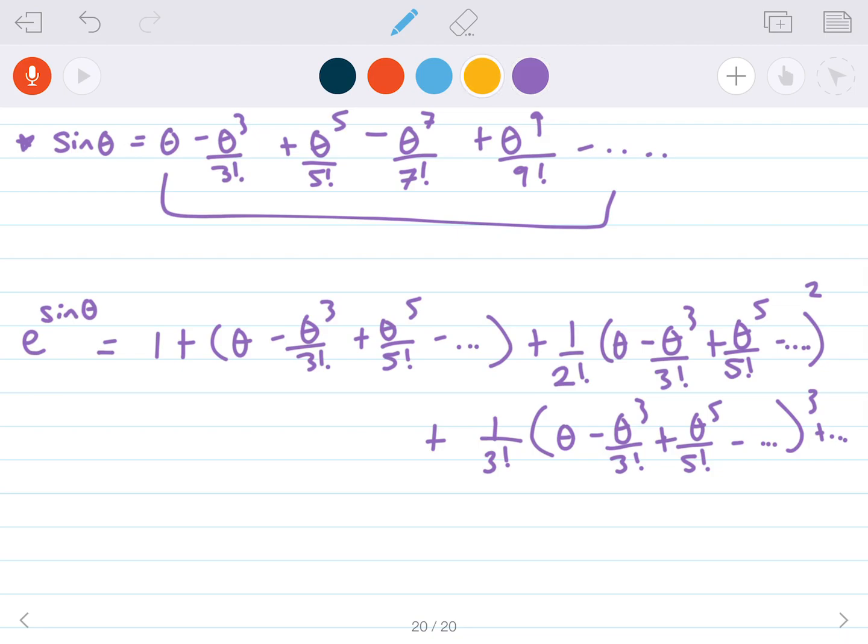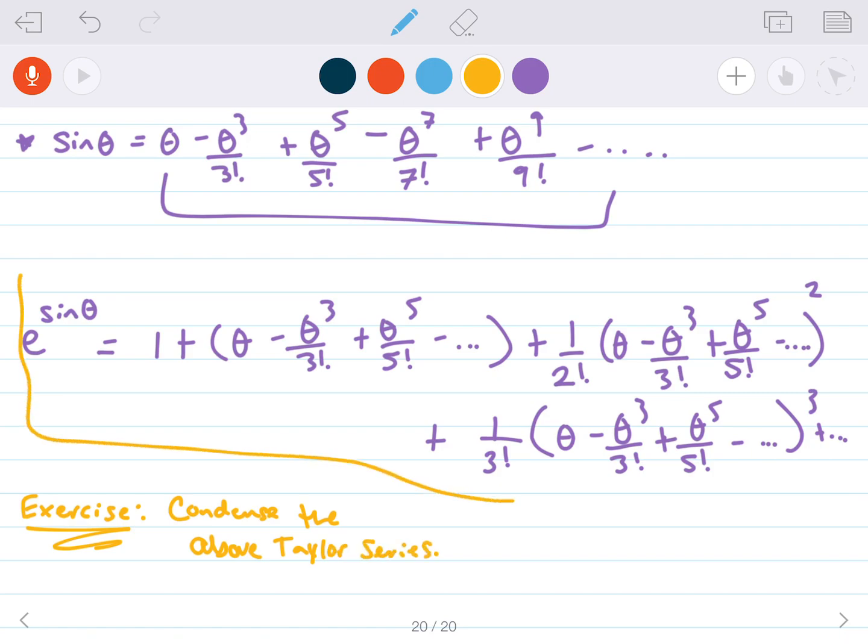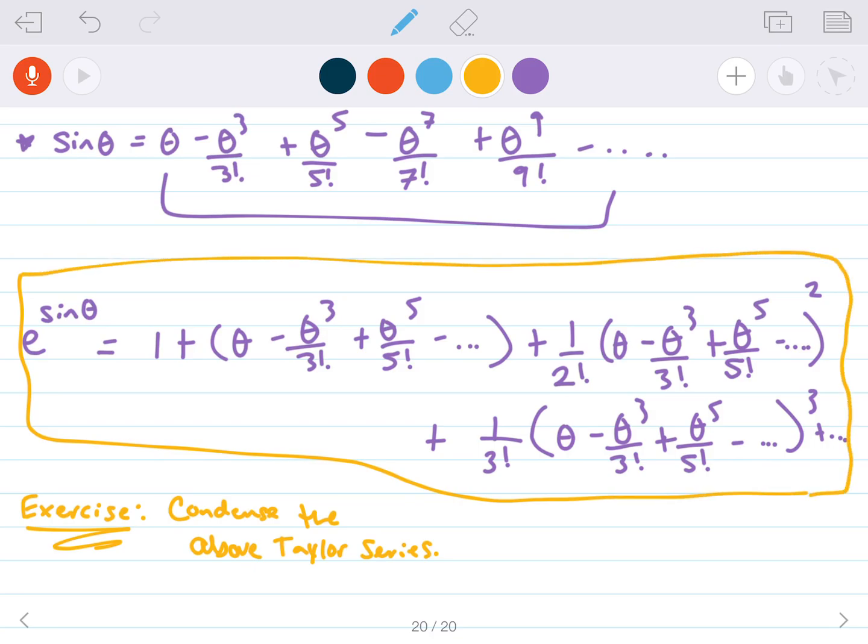So exercise. The exercise is going to be to condense the above Taylor series. See if you can rearrange the terms and clean it up a little bit. But for now, I'm just going to leave it expanded as it is. So try that out, and that is going to be our last problem of this lecture.